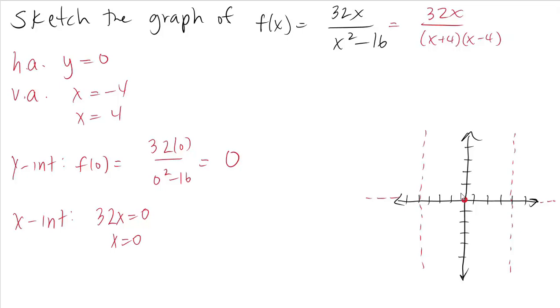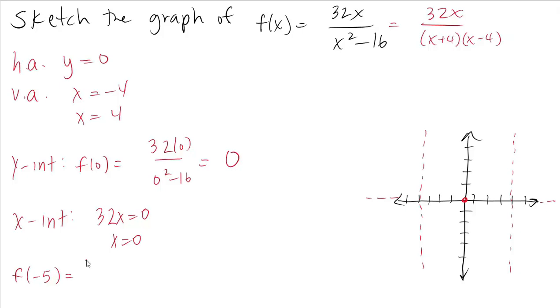But the other option is to just find some points on each of the intervals that you don't know a lot about. This is equivalent to making a sign chart. So I'm just going to plug some numbers in for x and figure out where these points are. For example, I have no idea what's going on to the left of negative 4, so I might evaluate f of negative 5 just to give me an idea.